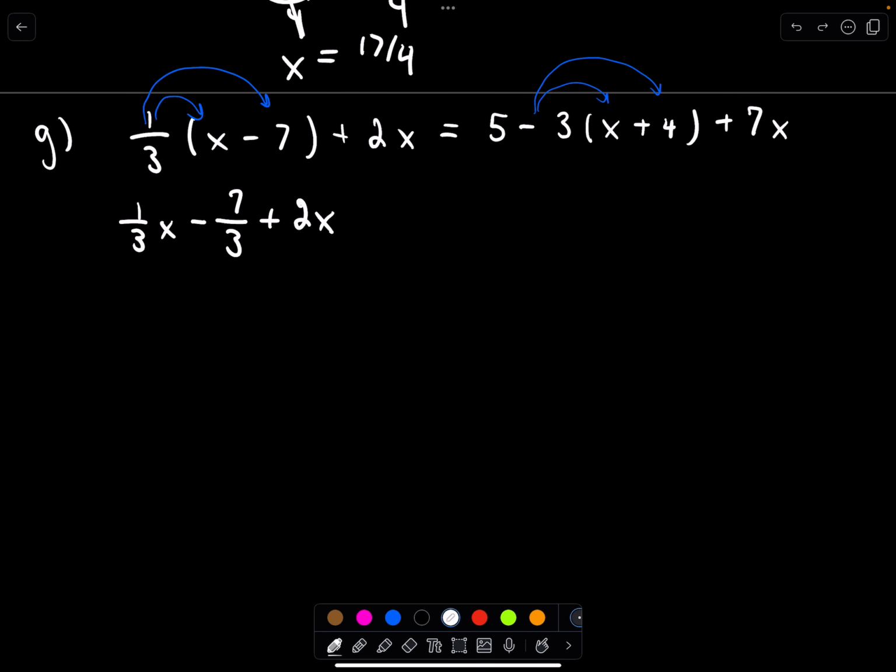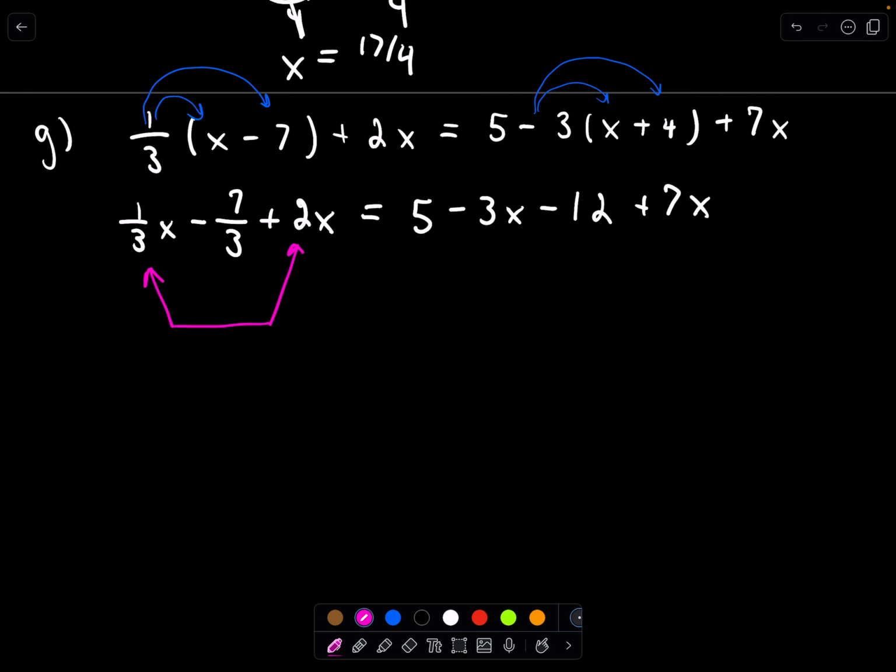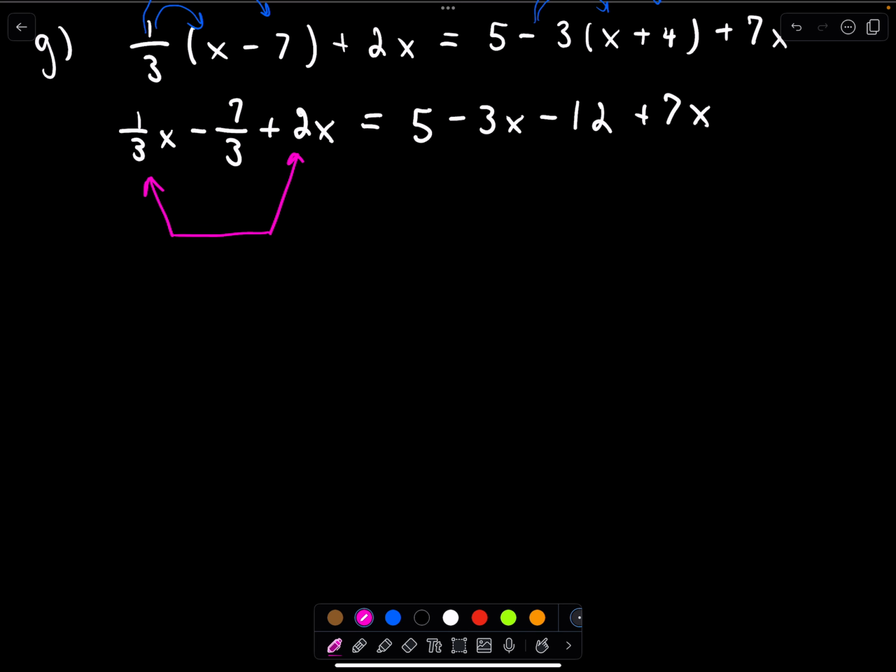And now on the right side, well, my 5 is just hanging out. Again, I'm distributing negative 3. So negative 3 times x is negative 3x. And then negative 3 times a positive 4. A negative times a positive is a negative. 3 times 4 is 12. And again, the 7x is just chilling out. Okay, what can we combine? So now on the left side, I see that we have these like terms involving x. Well, I need to get common denominators. So I could think about 2x.